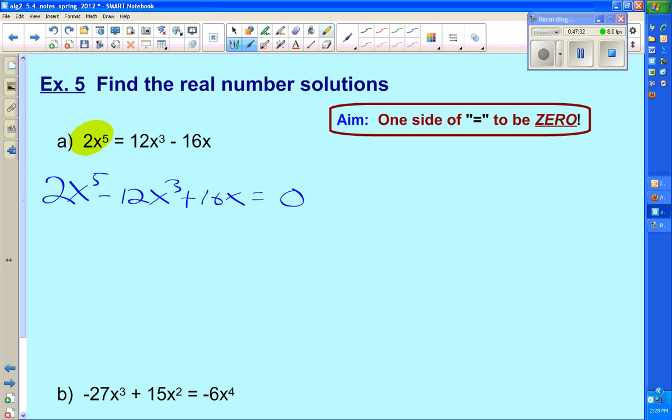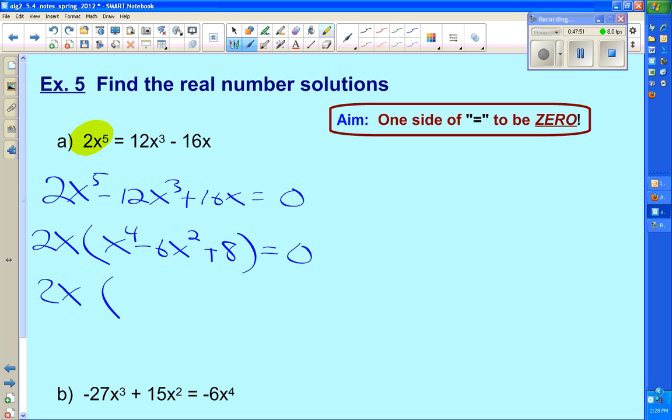Figure out what's common. It's 2x, leaving you with x to the 4th minus 6x squared plus 8. And you are now in quadratic form. So you get 2x times x squared minus 4 times x squared minus 2 equals 0. Factoring the trinomial, factors of 8 that add up to 6 will be minus 4 and minus 2.